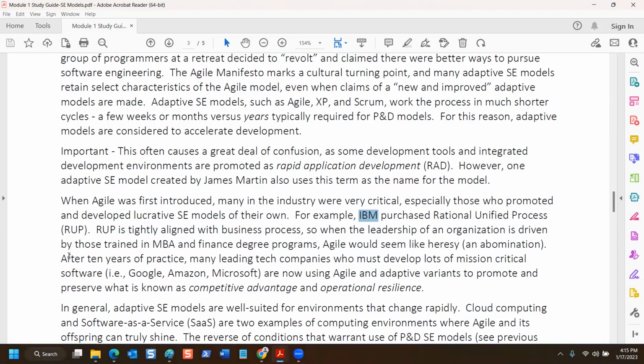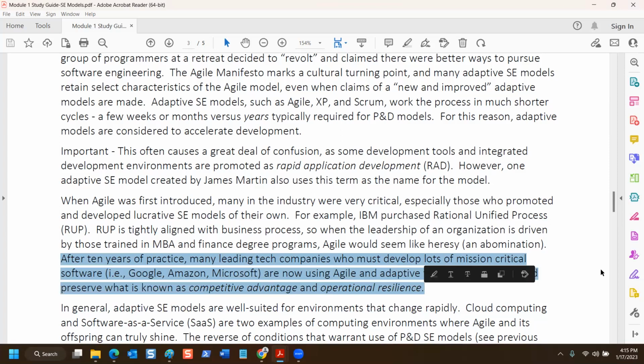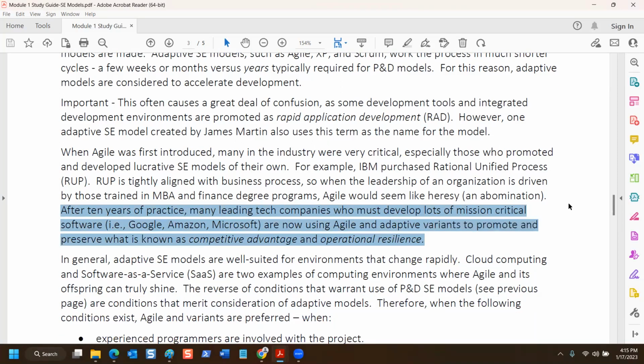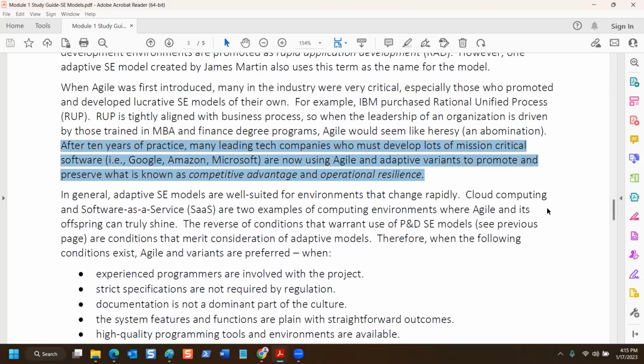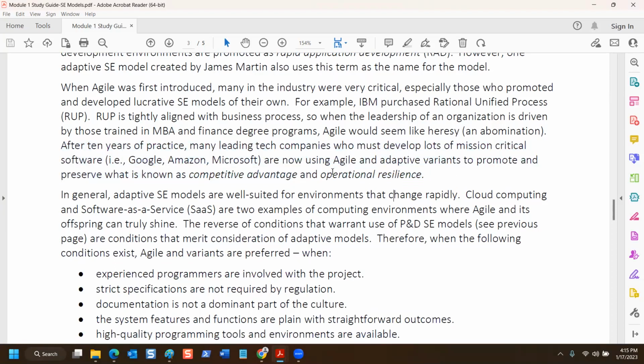After 10 years of practice, many leading companies that must develop lots and lots of mission critical software, Google, Amazon, Microsoft, are now using agile and adaptive variants to promote and preserve what is known as competitive advantage and operational resilience. To that end, container development is like a new latest, greatest concept in solution development. Has anyone ever heard of container development?